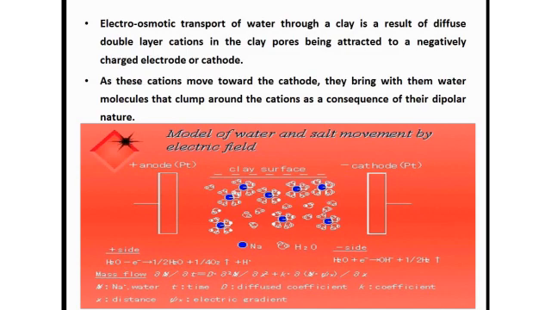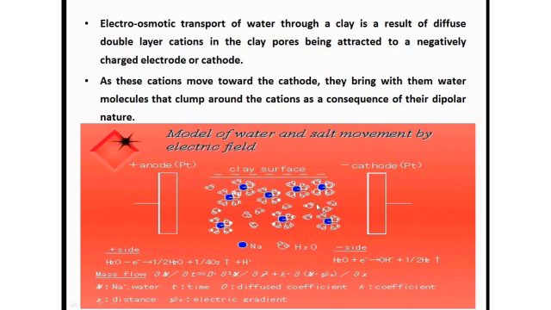So electro-osmotic transport of water through the clay is a result of the diffuse double layer cations in the clay pores being attracted to the negative charge electrode, or you can say the cathode. I repeat, the electro-osmotic transport of the water through the clay is a result of the diffuse double layer cations in the clay pores being attracted to the cathode.